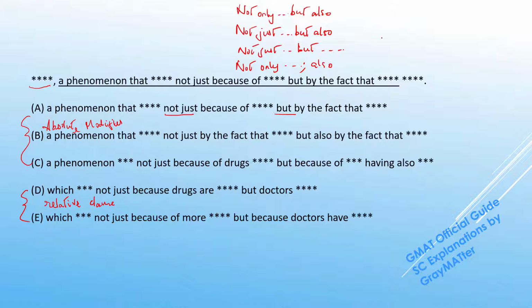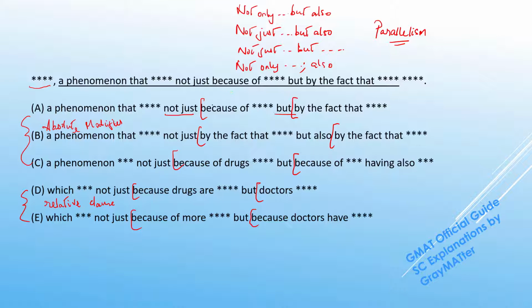So the right thing to do would actually be checking for parallelism in the not only but also construction. Remember that in correlative conjunctions such as not only but also, either or, neither nor, just as so is, we can check for parallelism within these correlative constructions, and the safest way to check for parallelism will be by introducing brackets within these correlative conjunction constructions.